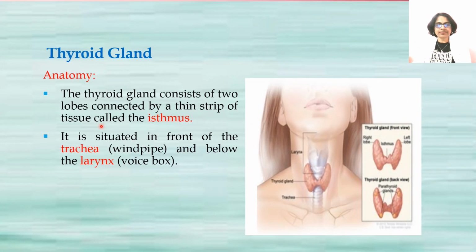So thyroid gland, you can see the anatomy. The thyroid gland consists of two lobules. So here we can see the picture. This is one lobule and this is another one, connected by a thin strip of tissue. This is known as isthmus.